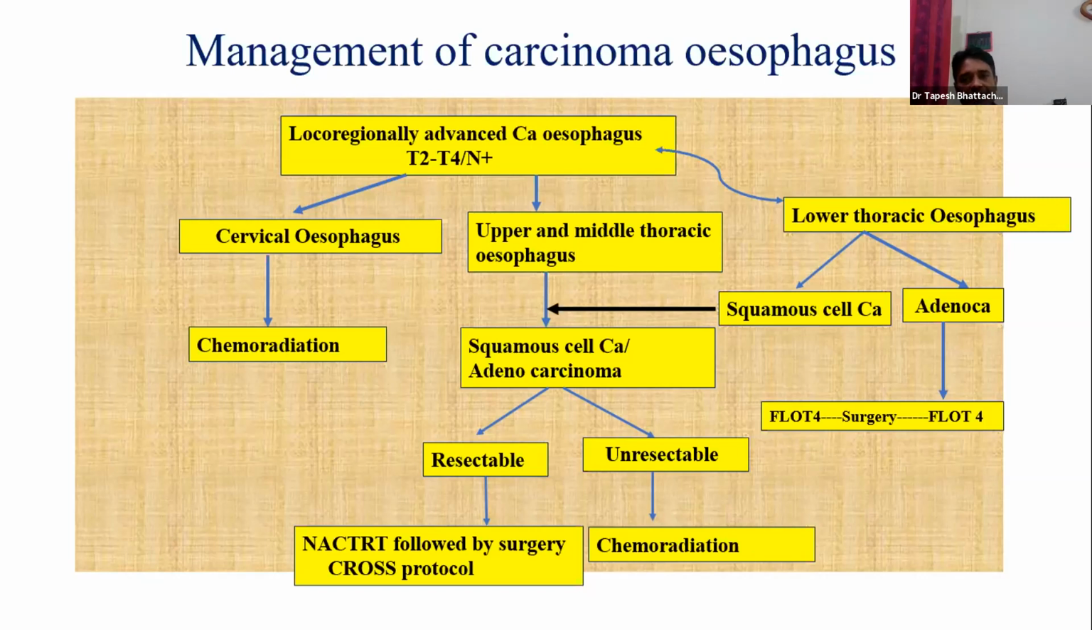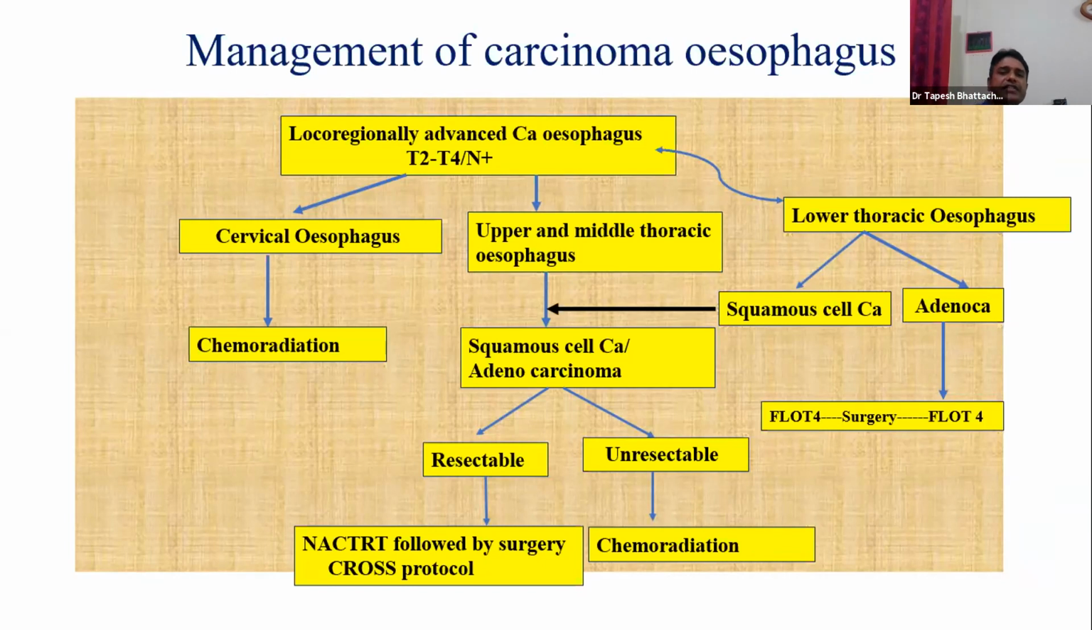If it is a lower thoracic esophageal cancer, squamous, again you come to the CROSS protocol: neoadjuvant chemoradiation, CROSS protocol, surgery. If it is adeno, follow FLOT4, surgery, FLOT4, or MAGIC, ECF, surgery, ECF. You can follow according to the performance status, according to the fitness of the patient.